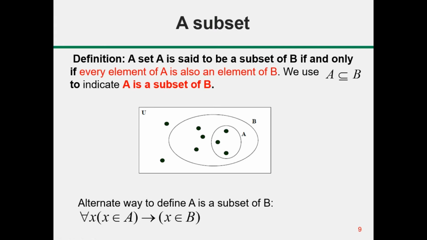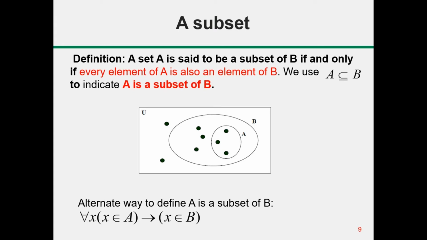And now what is a subset? For example, a set A is said to be a subset of B if and only if every element of A is also an element of B. I repeat, every element of A is also an element of B. So we use A ⊆ B to indicate that A is a subset of B. See, inside B there is A, so we can say A is a subset of B.